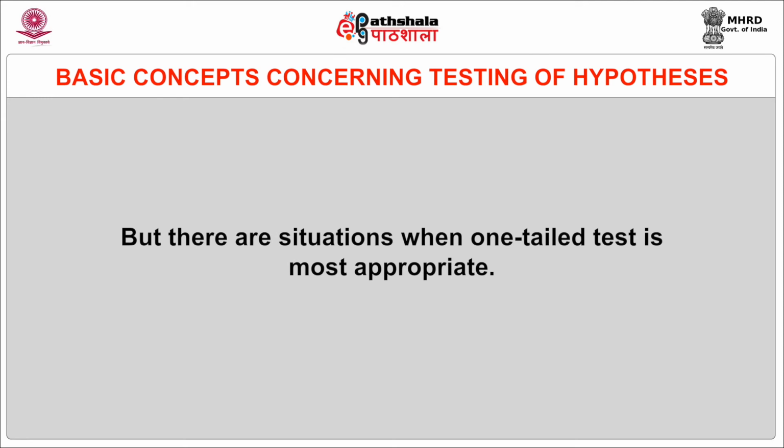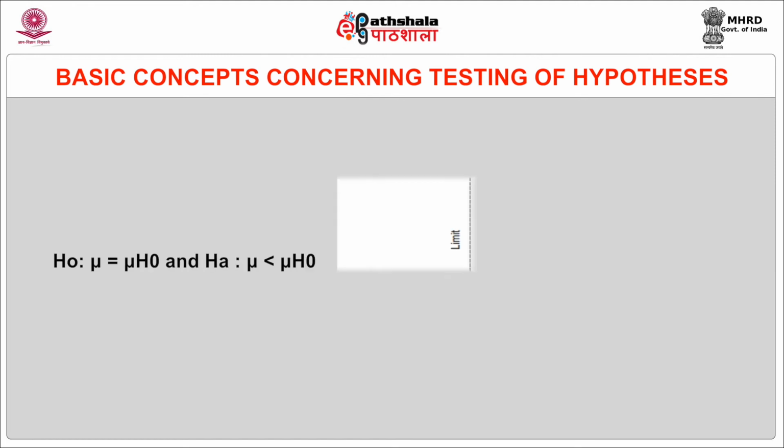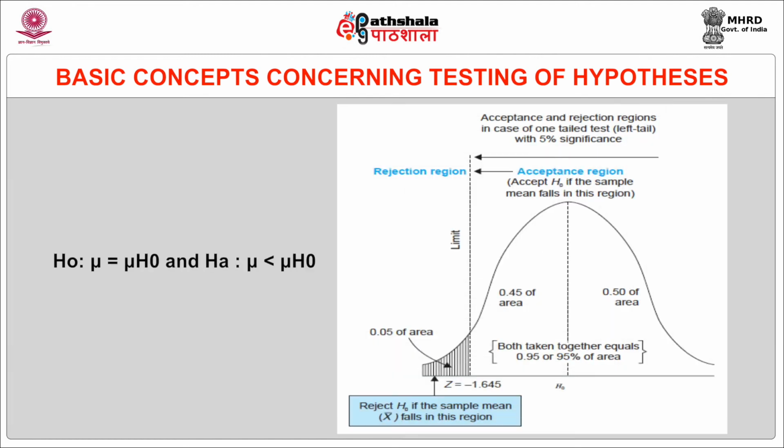But there are situations when a one-tailed test is most appropriate. A one-tailed test would be applied when we are to test, for instance, whether the population mean is either lower or higher than some hypothesized value. For instance, if our null hypothesis is mu equal to mu of the null hypothesis and the alternate hypothesis is mu less than mu of the null hypothesis, we are interested in what is known as a left tail test, wherein there is one rejection region and only on the left tail, as illustrated in the diagram.